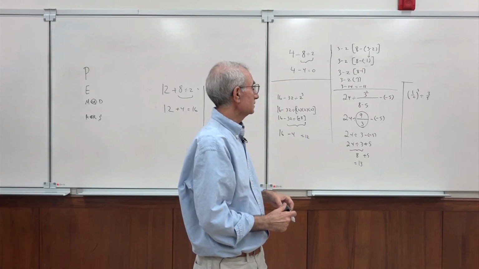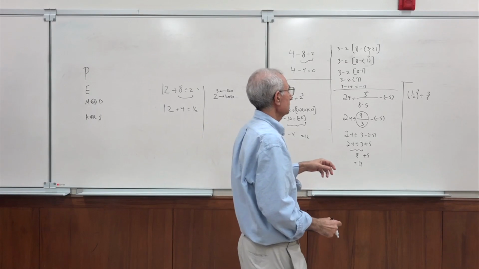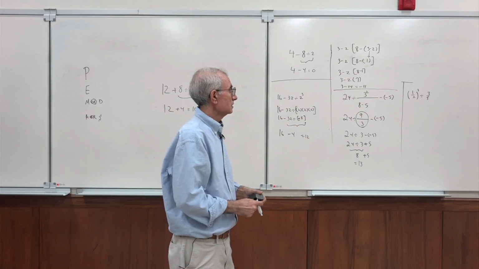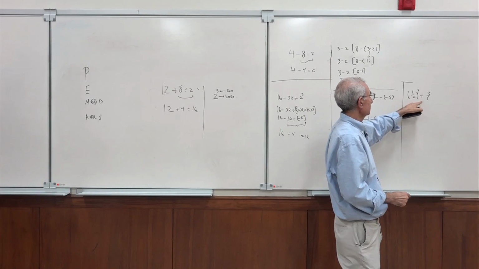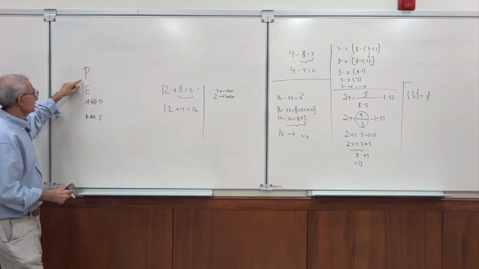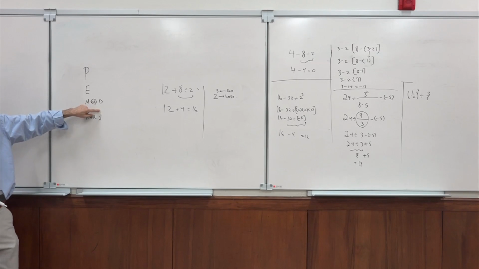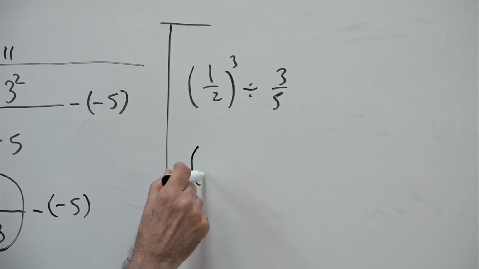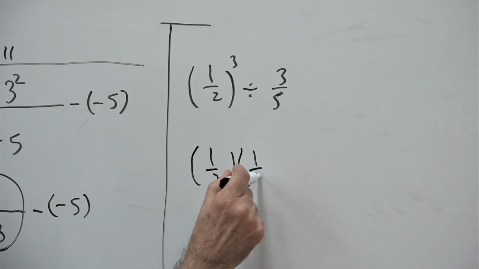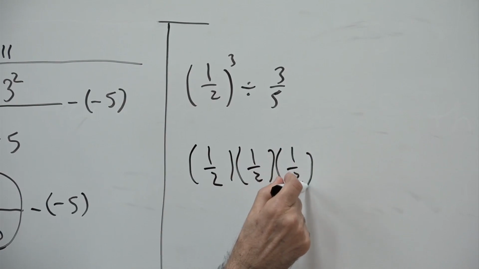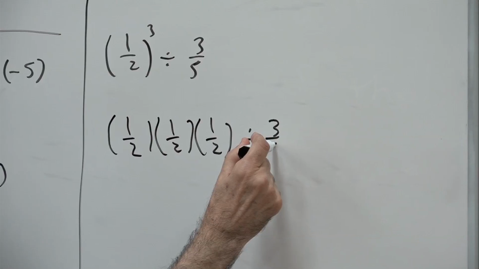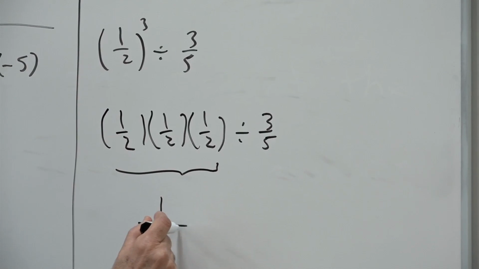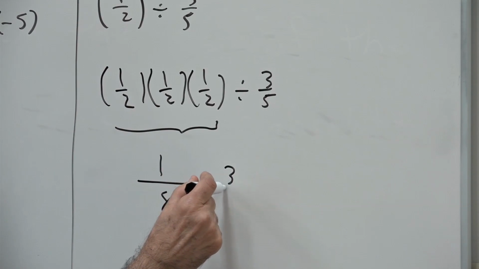The last one that I want to do, the order of operations is still applicable. It doesn't matter if you have fractions, whole numbers, or decimals, the rules are the same, right? So I have to take care of my exponent before I divide, because order of operations is telling me to take care of the exponent before multiply or divide. So 1/2 cubed means multiply 1/2 by itself 3 times. So 1/2 times 1/2 times 1/2 is 1/8, divided by 3/5.